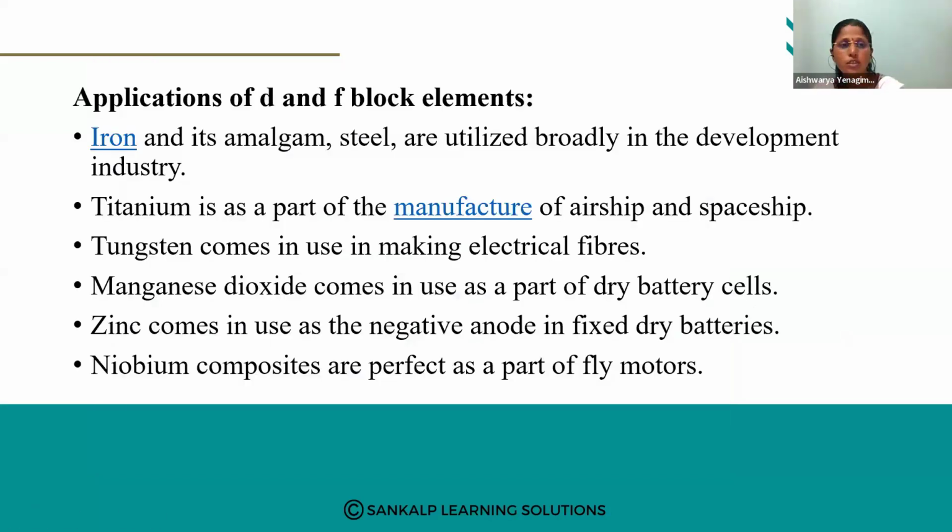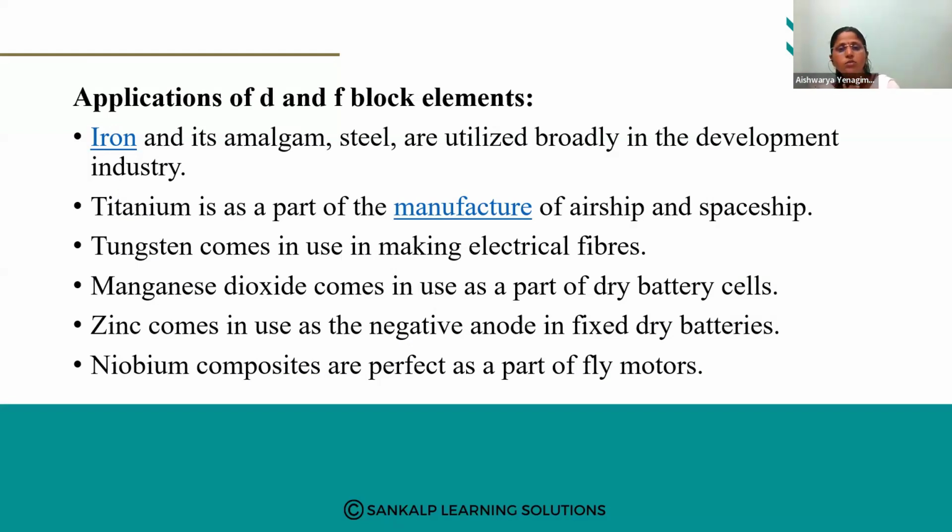Now, general applications of all d and f block elements. Iron and its alloys. What is an amalgam? An amalgam is an alloy which compulsorily contains mercury. Iron and its alloys and steel are utilized broadly in the construction industries. Titanium is used in the manufacture of aircraft and space vehicles. Tungsten is used in making electrical filaments. Why tungsten? Because of its high melting point, yes or no?